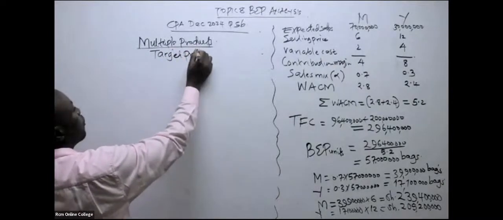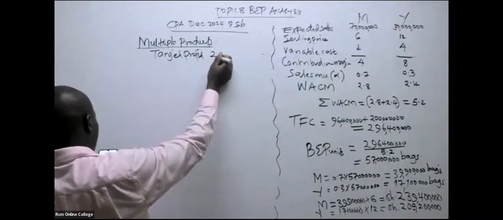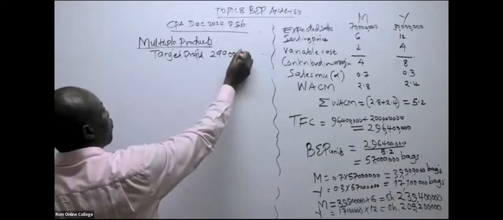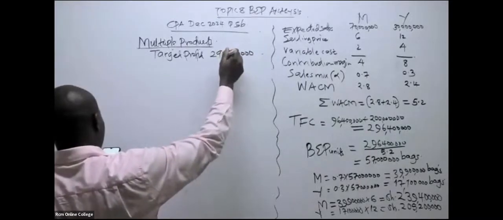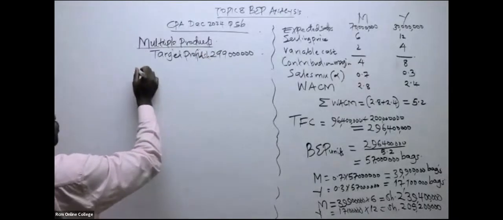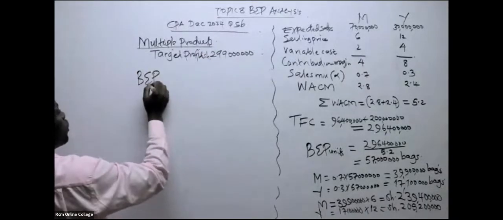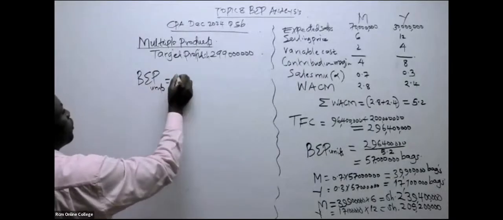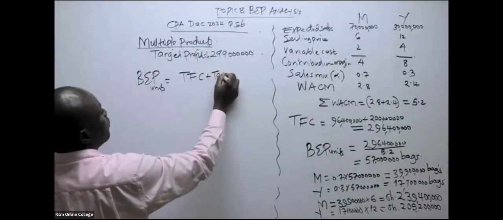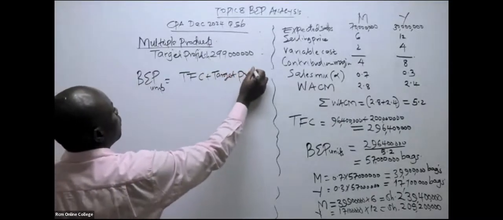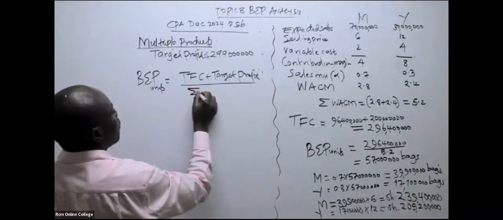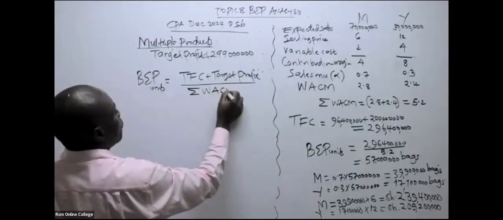What we are dealing with there is basically a target profit of 299 million. They are in shillings, right? So how do we get the break-even point? Remember, they want it in units, right? It will be total fixed cost plus target profit. Then all of this you divide by the summation of weighted average contribution margin.